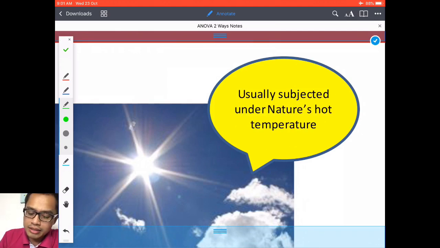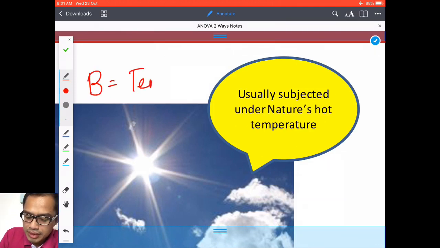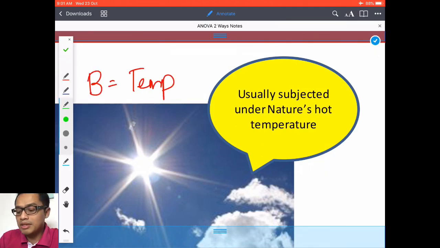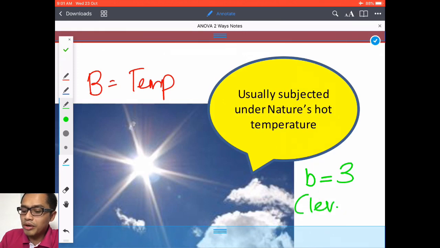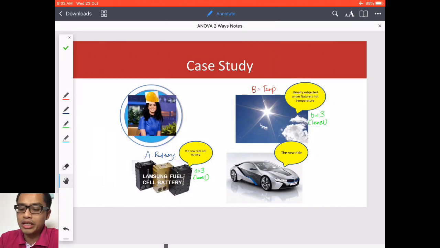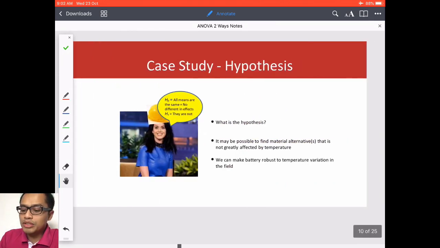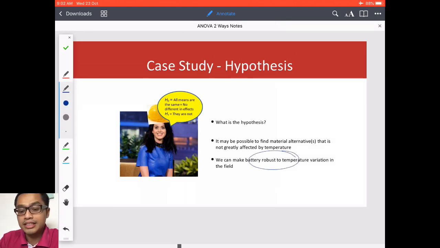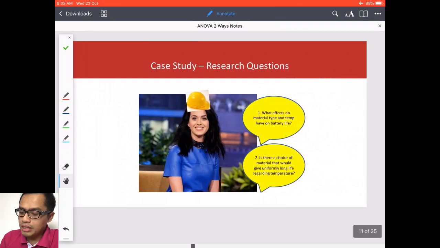So I'm going to use another color, red. This is for B, temperature. And similarly, B, small b, is the level, and let's say we have 3. So we combine this, A and B. You want to get results. You want to see interaction. What kind of interaction do we want to see? We want to see, when we combine this, that we're making a battery robust to the temperature that we are testing them at. So let's just skip to the research question.